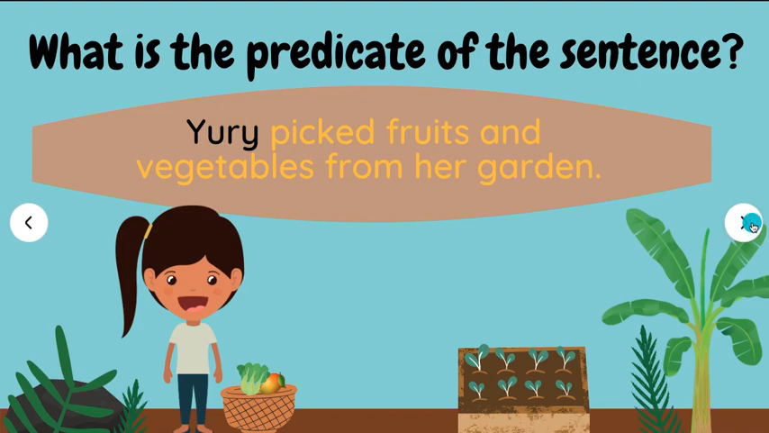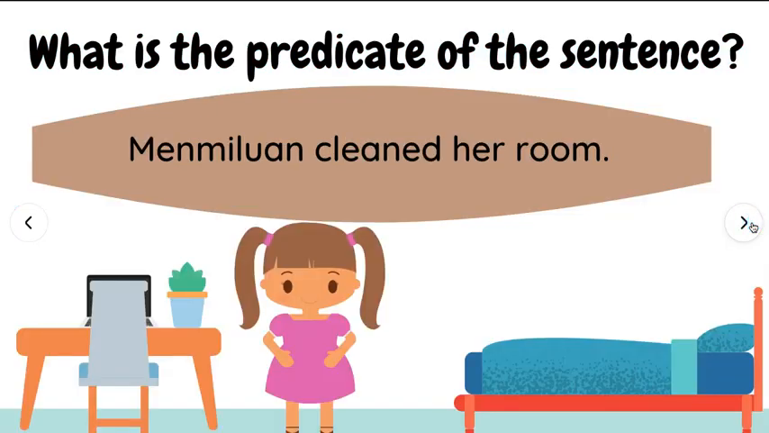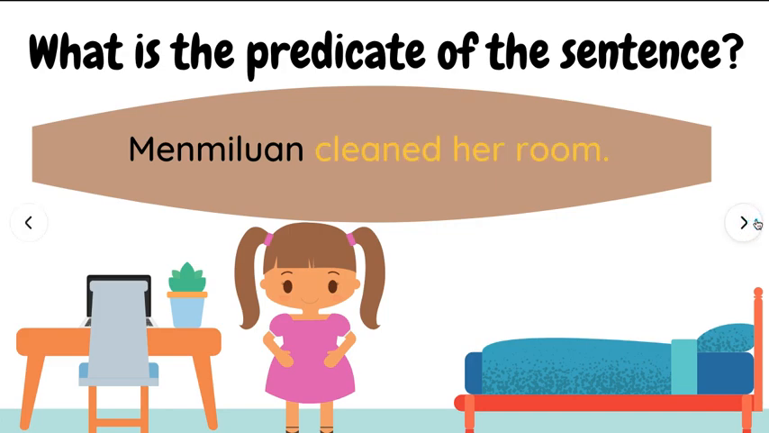Let's try another example. Menmiluan cleaned her room. Now, the key to finding the predicate of this sentence is I would have to ask myself what Menmiluan did. So, the predicate is cleaned her room.